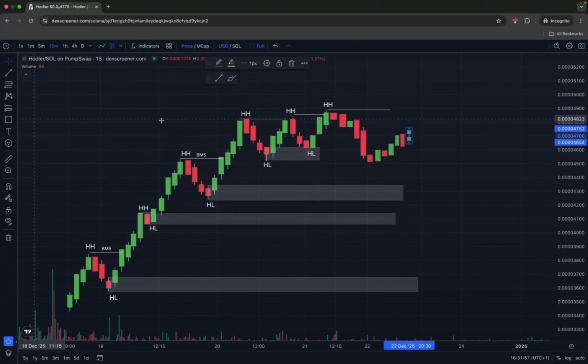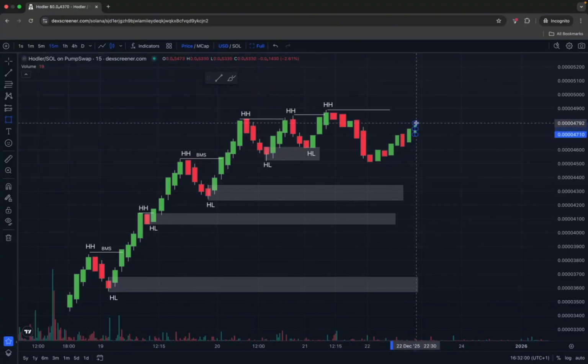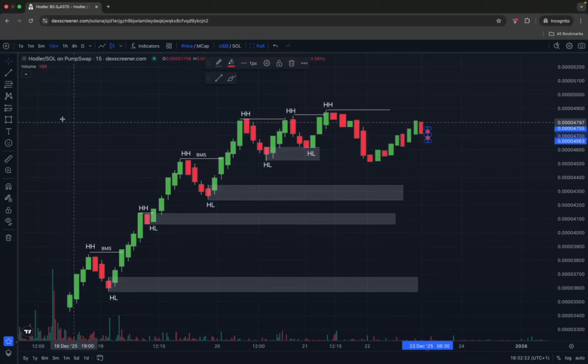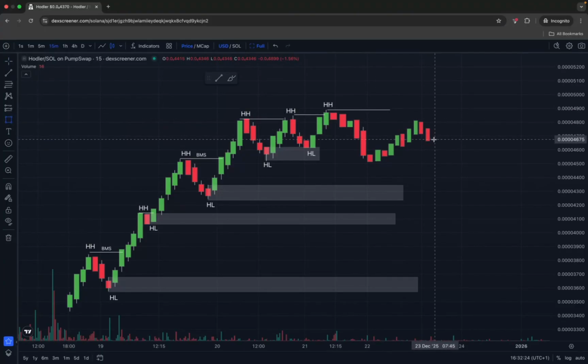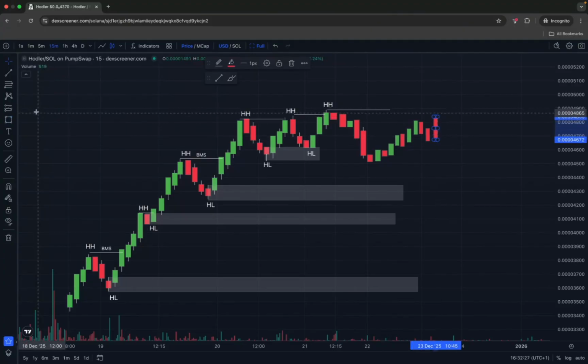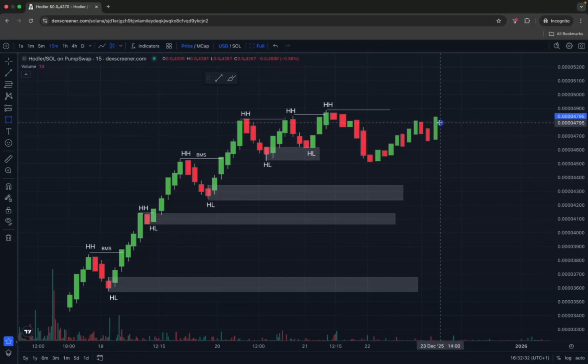Buyers. Buyers. Sellers. Now I don't like something like this, can you see the difference? This is not a good break of market structure. See, I don't like something like this. Then we have buyers, then finally a break.